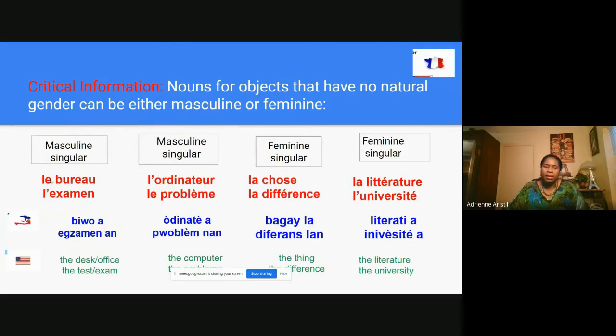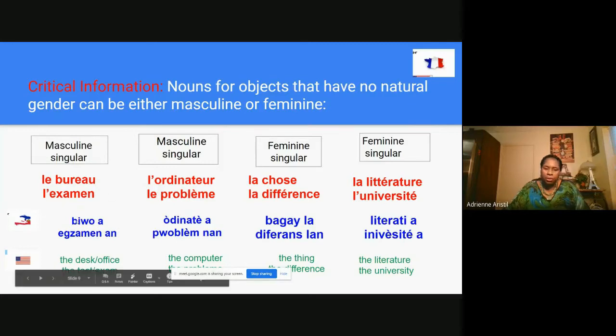I'm saying them again. Le bureau, l'examen, l'ordinateur, le problème. Now, some feminine words. La chose, la différence, la littérature, l'université.